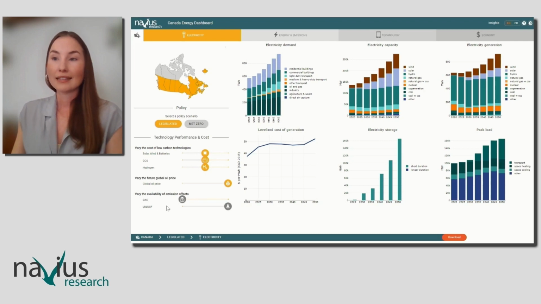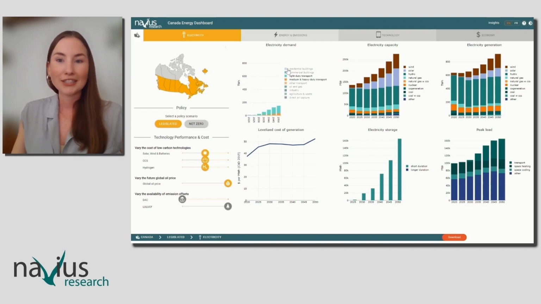Results of the scenario that you select are then provided in 4 different dashboards, which you can see along the top here. The first dashboard and a key focus area is the electricity system, where you can find electricity demand by sector, capacity and generation by source, cost of electricity generation, storage adoption, and peak load. You can also see the value of each portion of the figure by holding your cursor over the graph, and you can focus on a particular sector or a subset of sectors that you're interested in by double-clicking on the legend and selecting them.